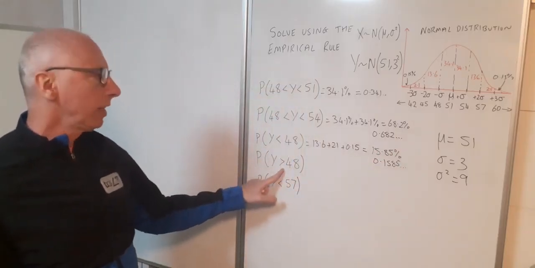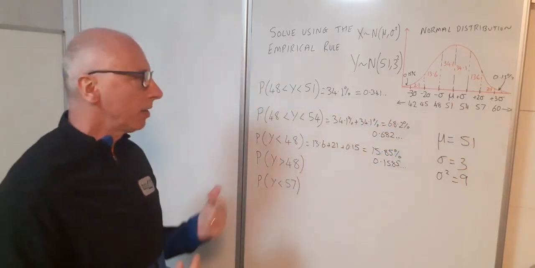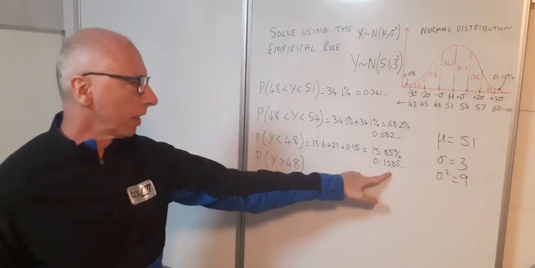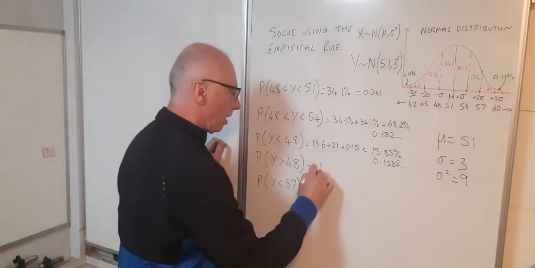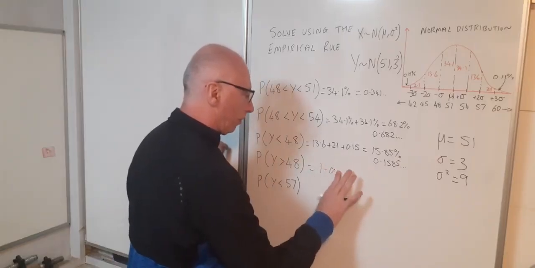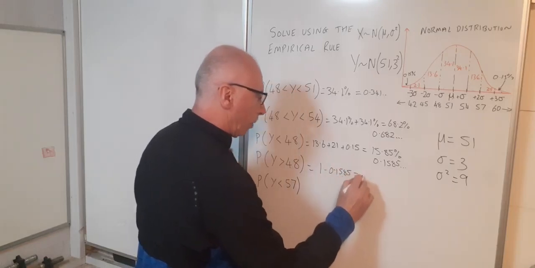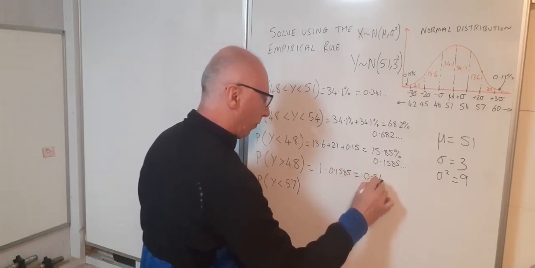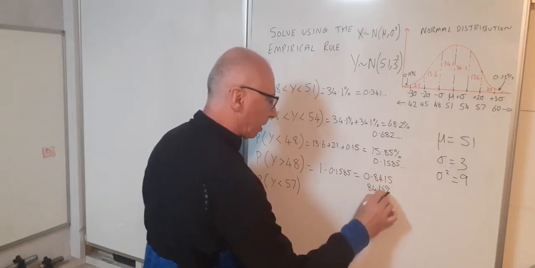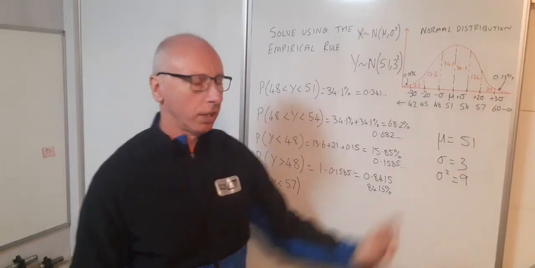Now for Y greater than 48, that would be all this side of it. As the probability all adds up to 1, we can just do 1 minus this one if we like. So that would be absolutely fine: 1 minus 0.1585, which would be 0.8415, or approximately 84.15%. And as you can see, past 48 has got most of the area under the curve.